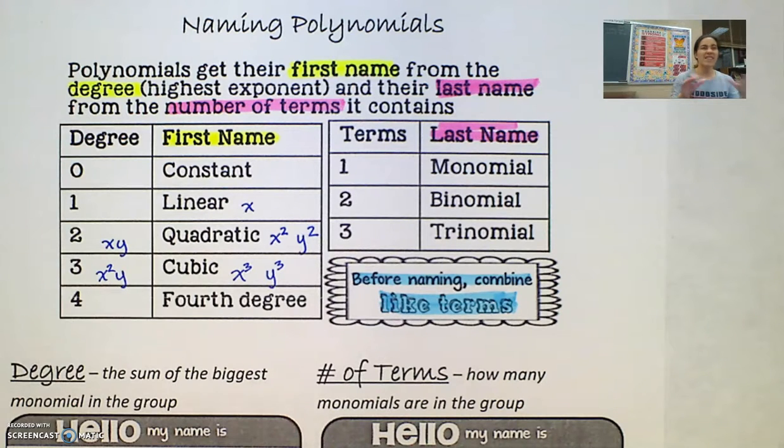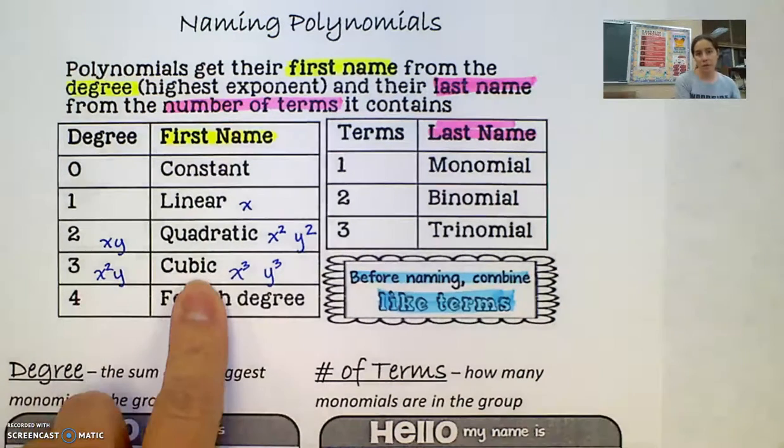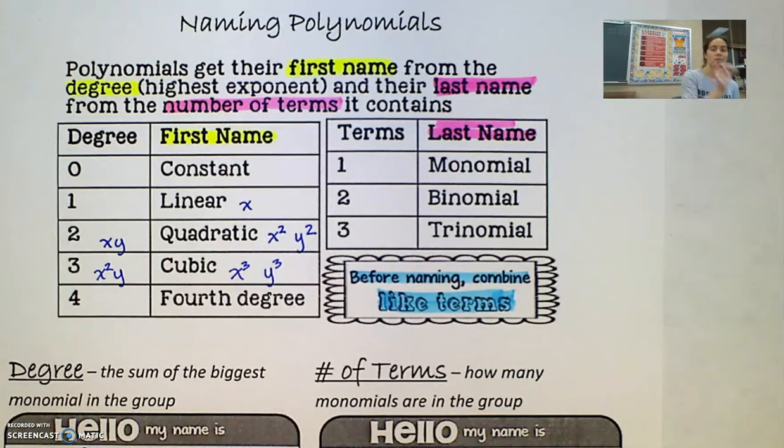Okay, anything beyond 3, so 4, 5, 6, 7, 8, 9, 10, for the 4 you would just say 4th degree. For 5, you'd say 5th degree. 6, you'd say 6th degree. 7th degree, 8th degree, 20th degree. So anything above 3, you just say that number with the word degree. Okay, so that's your first name. When you're naming polynomials, you look at their degrees. So that's their first name, like my first name is Moana.